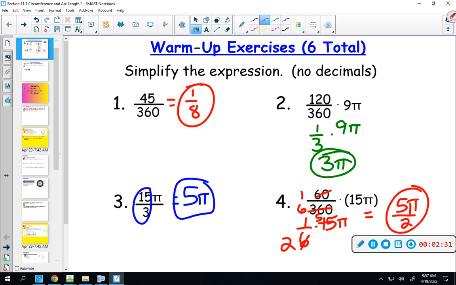Again, you can use your calculator to get the 5 over 2. I'm not judging your fraction work. Well, maybe a little bit. But we should be able to do most of this in our heads, if we can. All right, but it's up to you guys how you want to do them.